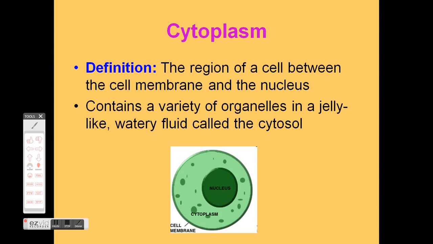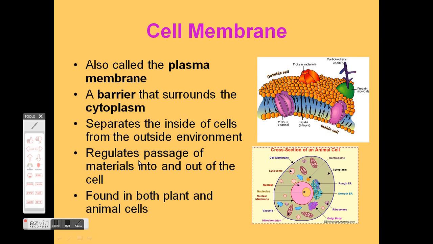So here's the definition for the cytoplasm, if you really need to see the definition. It's the region between the cell membrane and the nucleus, and it will contain the variety of organelles in that fluid substance that we call the cytosol. So here you can see my pointer is pointing to all this fluid inside of the cell, and that way everything can move around very easily within the cell.